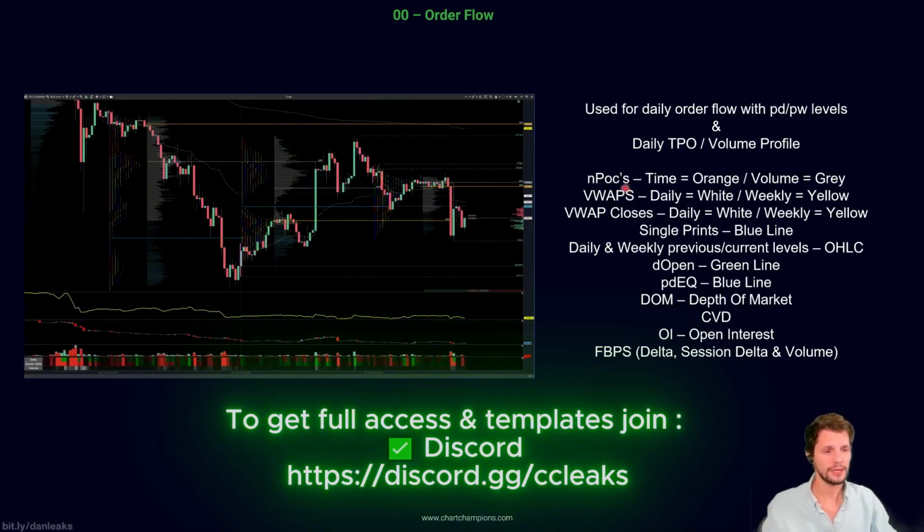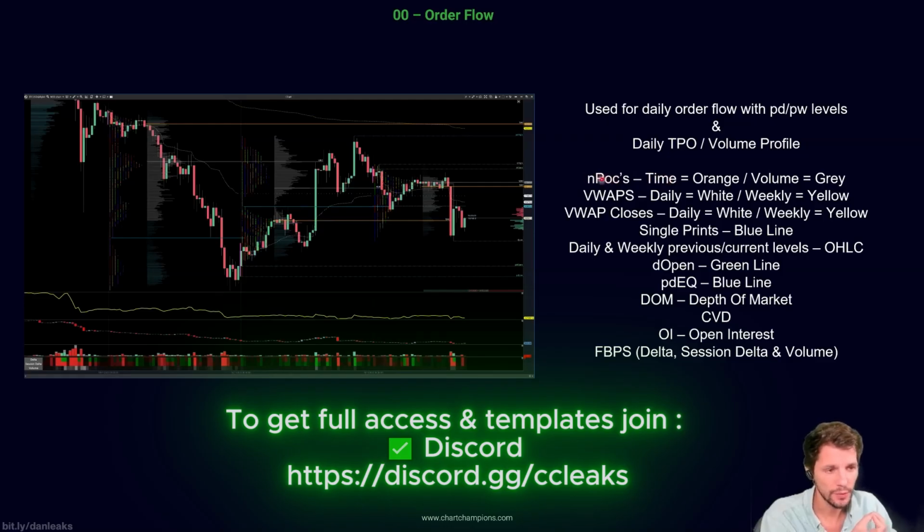But what do we have on this template? We have the daily TPO and the volume profile, with the daily TPO showing the letters. Value area high, value area low, point of control, VPOC, all named, and time as well, and single prints. We have the naked point of controls, or NPOCs. They don't have to be naked. If they're not naked, they've been tested, they're still a POC, a point of control, a VPOC.